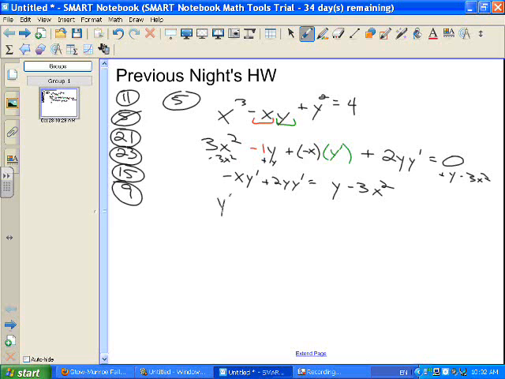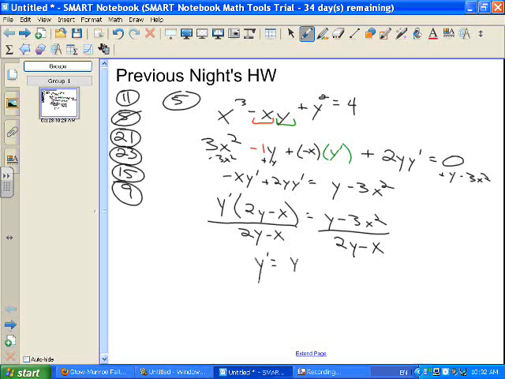All right, pull out a y prime, leaves me with 2y minus x equals y minus 3x squared. Divide both sides by 2y minus x, and y prime will equal y minus 3x squared over 2y minus x.